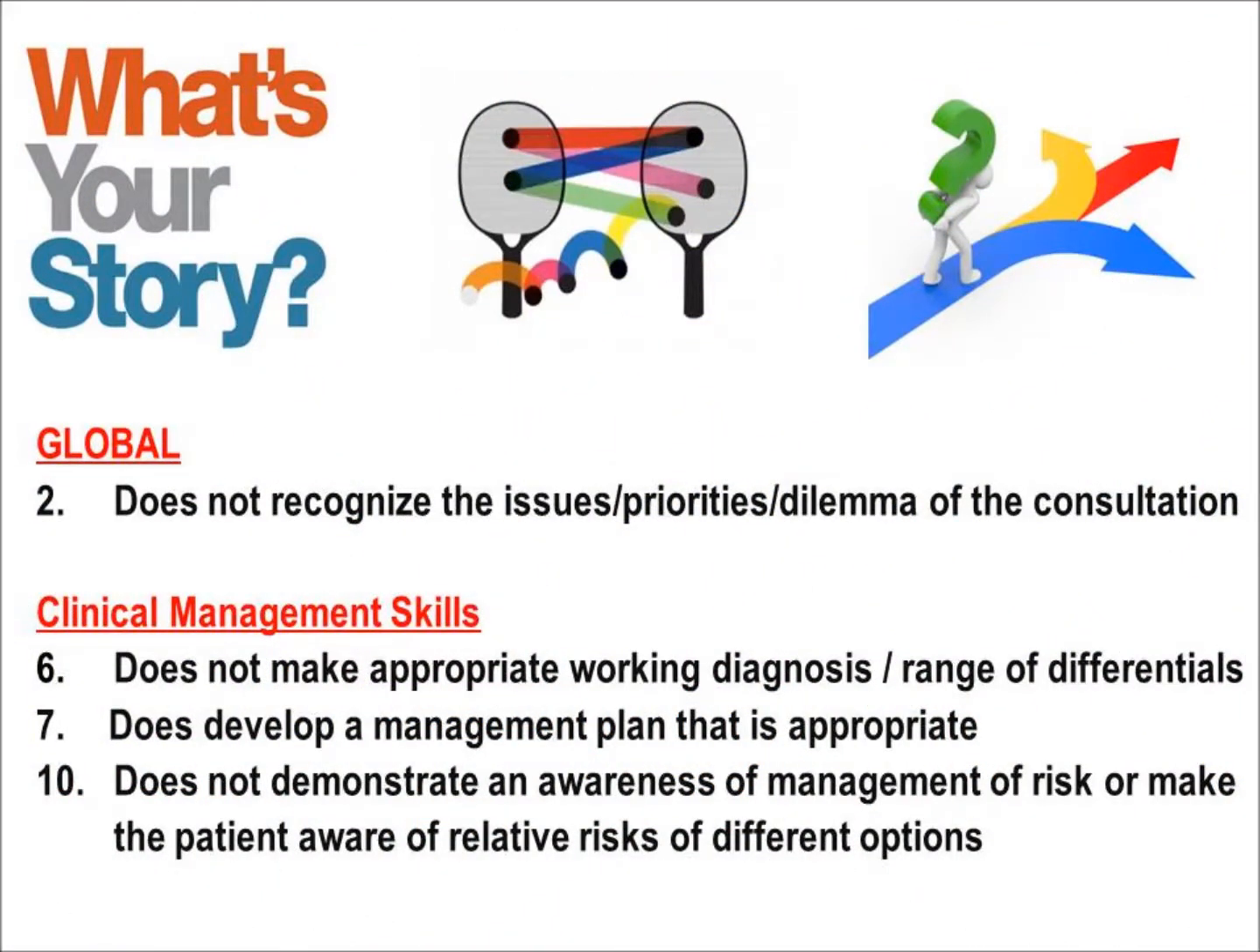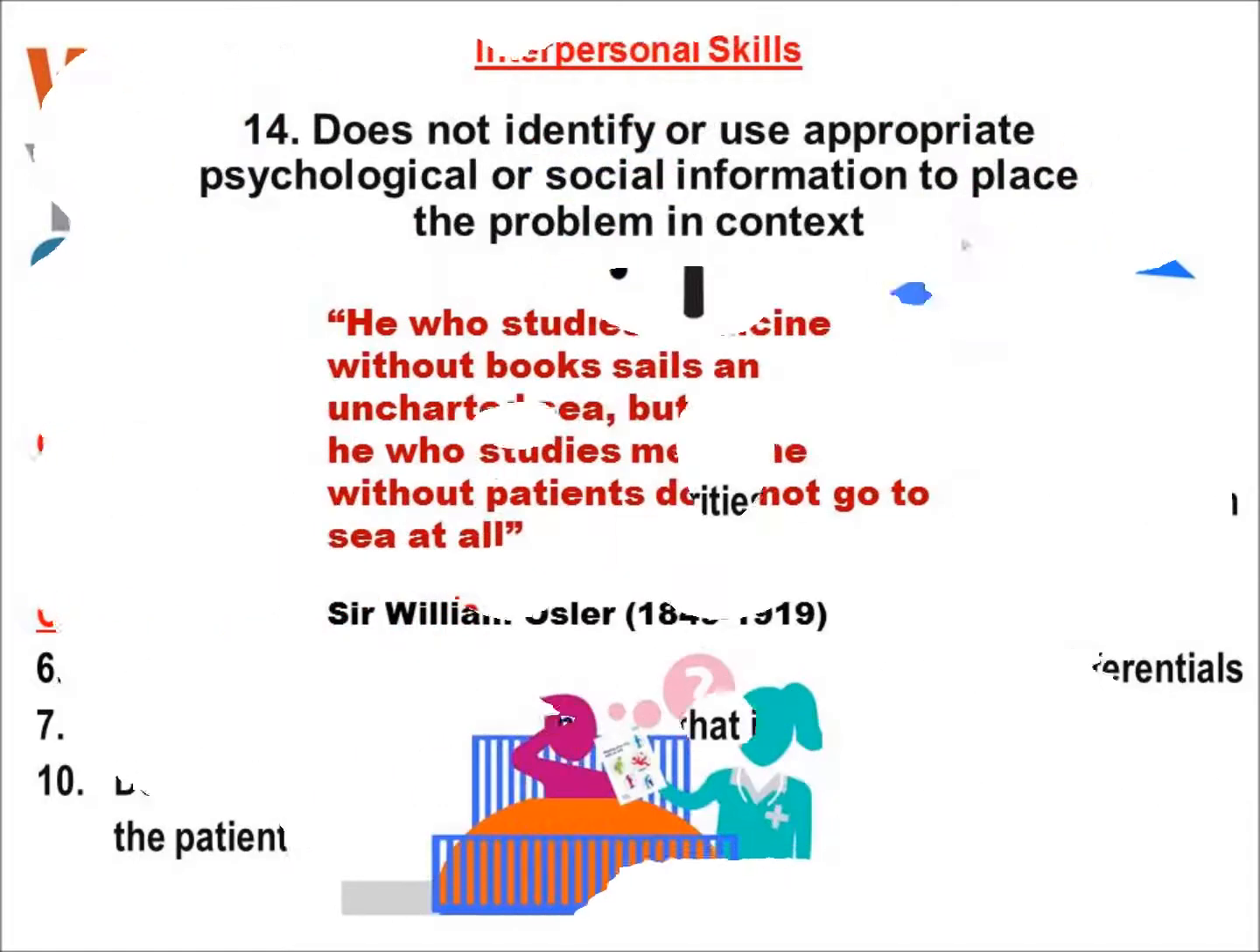So we're going to focus on Competency 6, which is making an appropriate working diagnosis. Competency 7, a management plan which is appropriate and in line with current best practice. Competency 10, does not demonstrate an awareness of the management of risk or make the patient aware of the relative risks of different options. And within this, we're going to be revisiting Competency 2, which was not recognising the issues, priorities in the consultation, and also Competency 14, does not identify or use appropriate psychological or social information to place the problem in context.